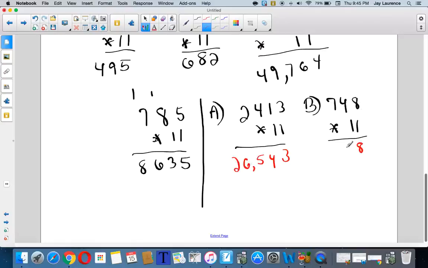4 plus 8 is 12. I'm carrying the 1 in my head. That's 11 plus the 1 is another 12. Carry the 1 is 8,228. All right, so let's apply that up here.